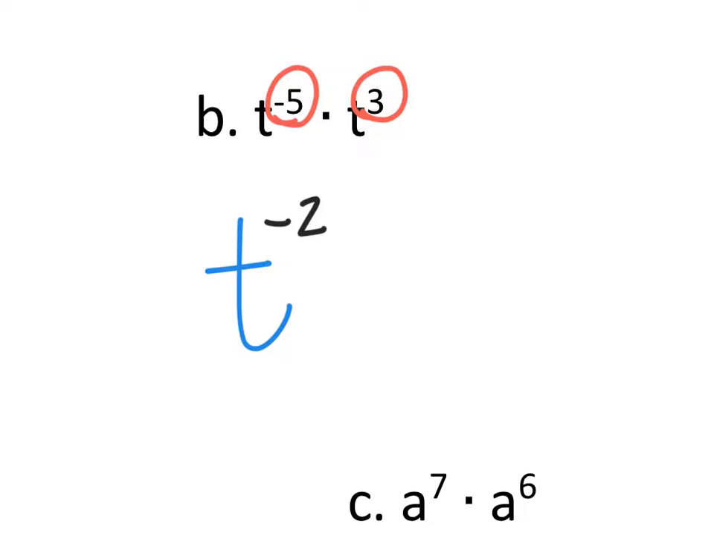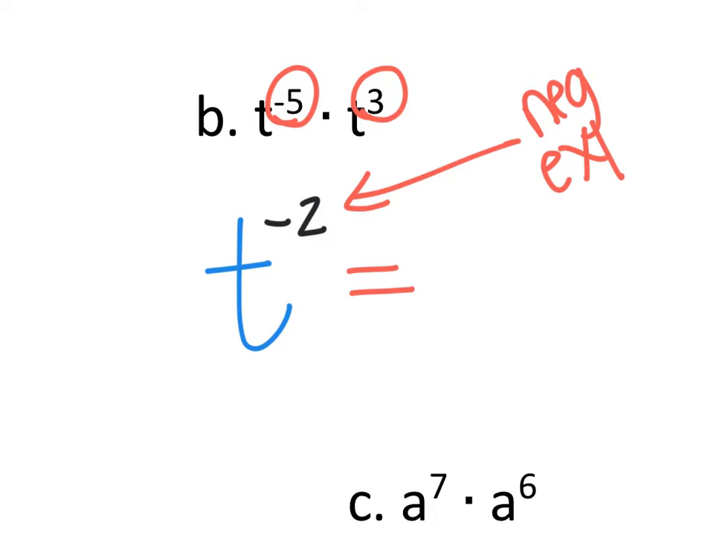I don't know. Someone help her out. Go ahead, Autumn. The exponent's still negative. Negative exponents create, what's that R word? Reciprocals. So I need to send this to the bottom, so I end up getting 1 over t squared. Okay?